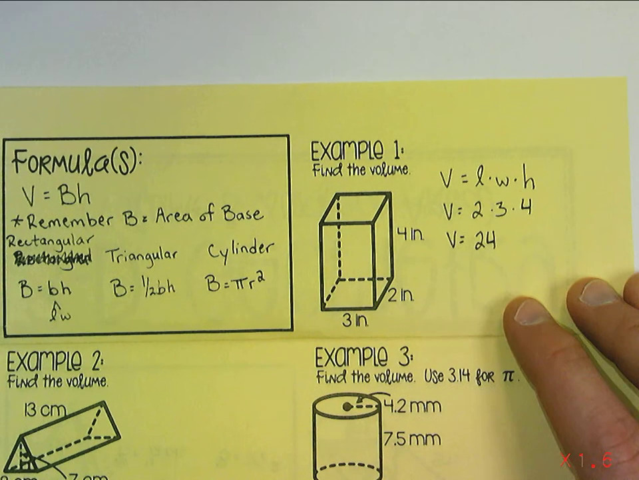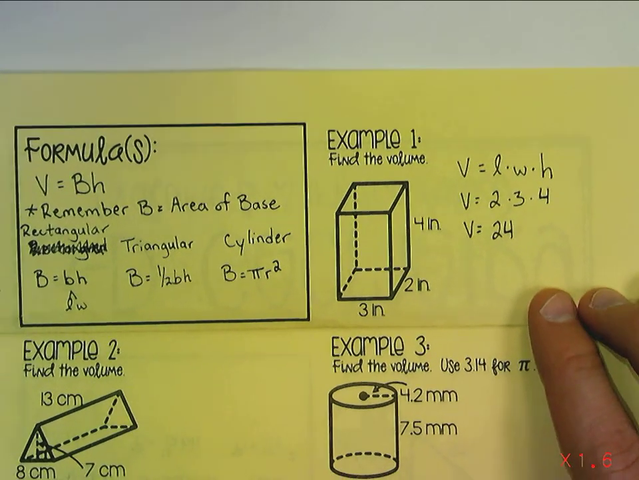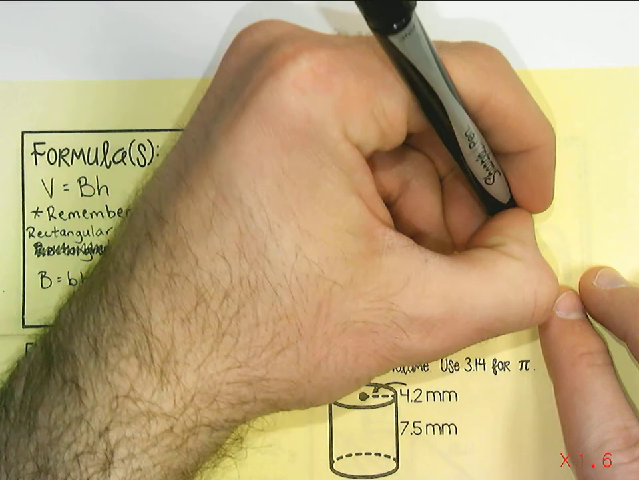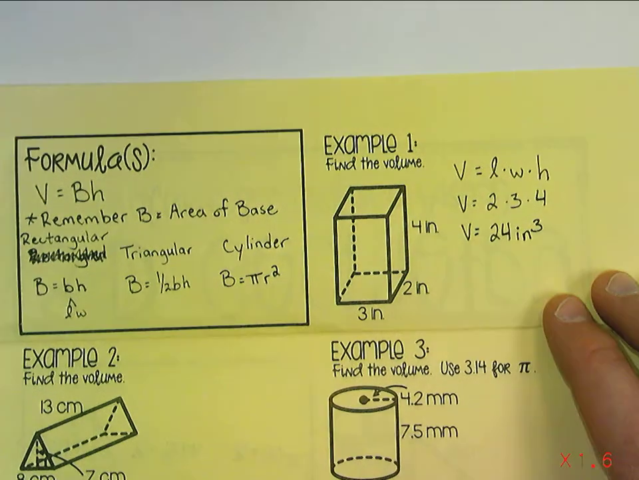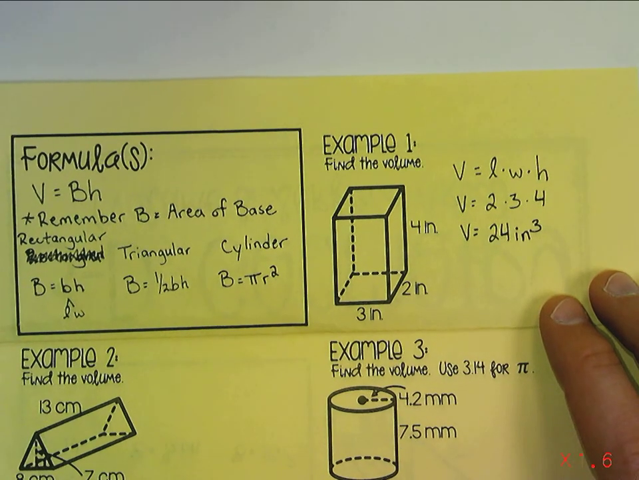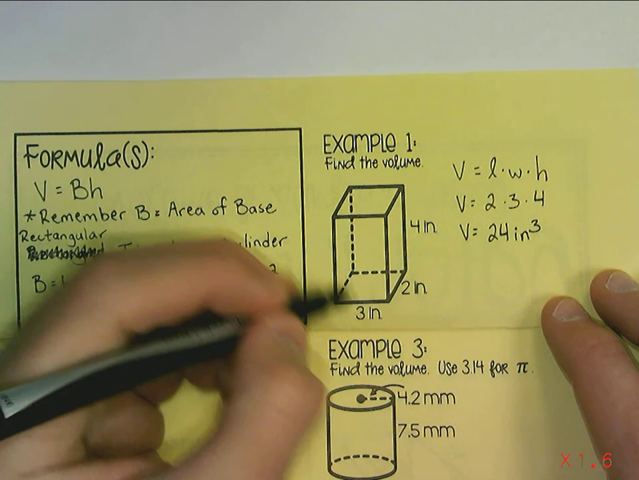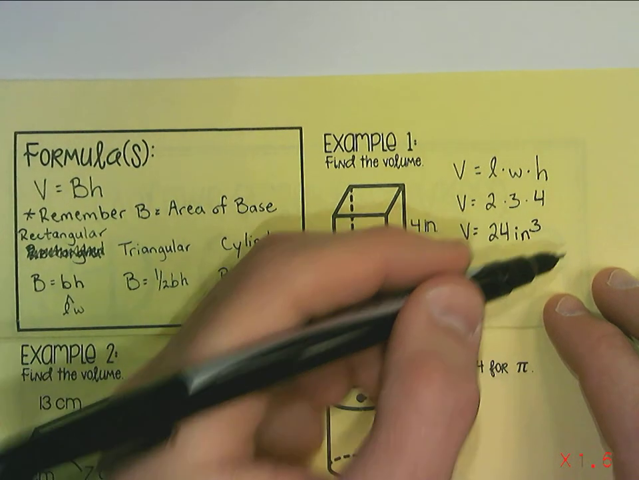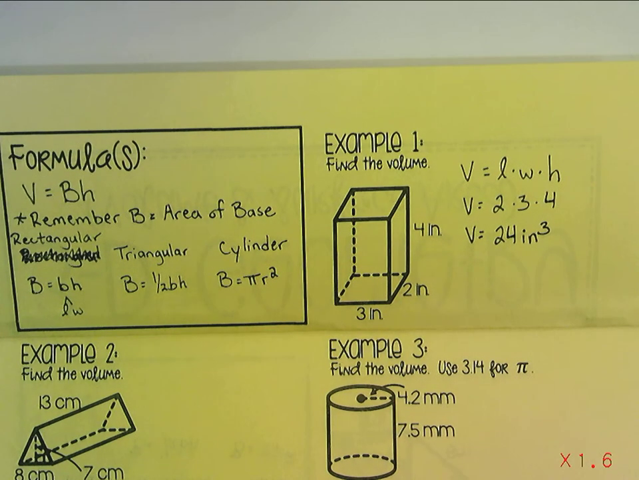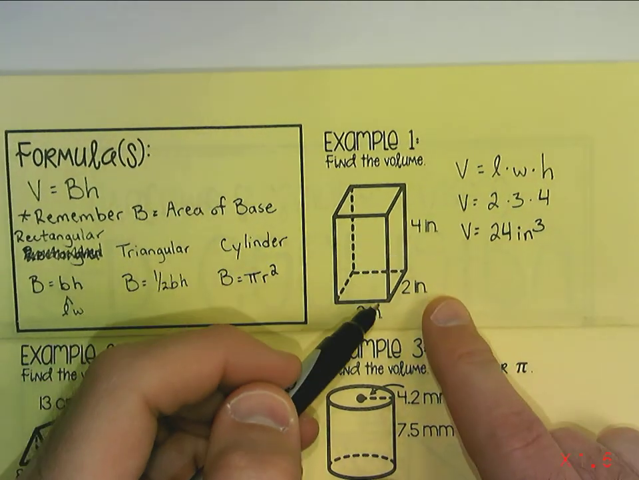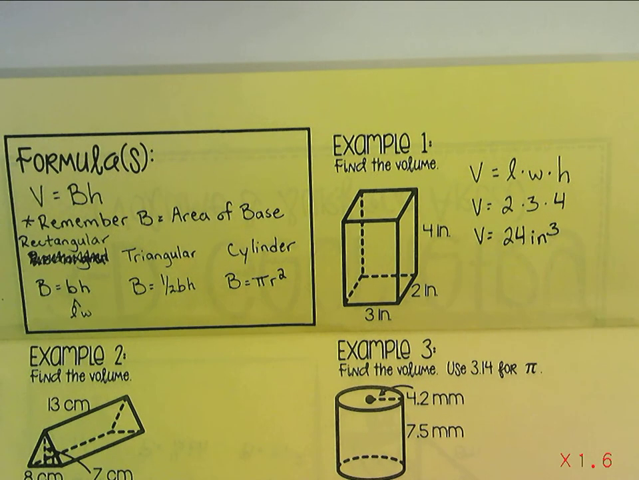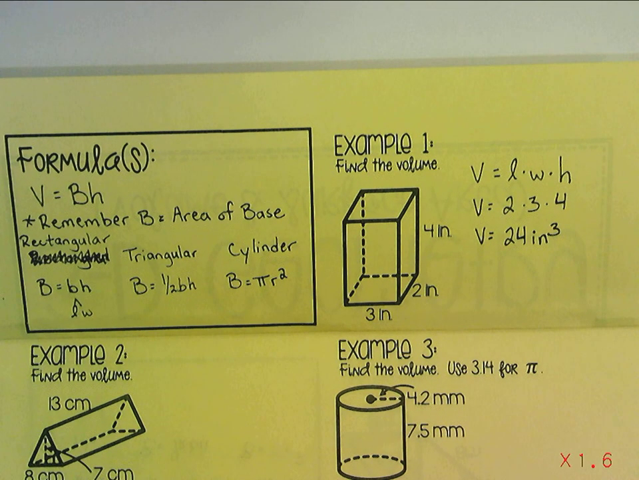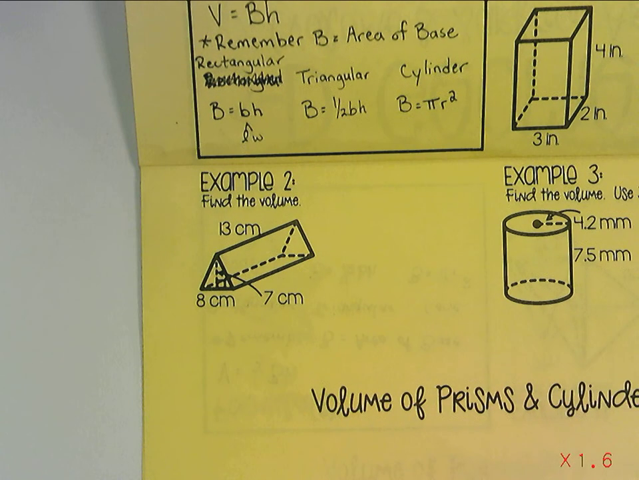And last but not least, we need to make sure that this is labeled correctly. So inches cubed. The reason we say cubed is because we're trying to figure out how many 1-by-1 unit cubes fit within this structure. So that's why we're saying inches cubed. So 24 1-by-1 inch blocks would fit into this prism here. So that's our first example. Let's look at example 2.